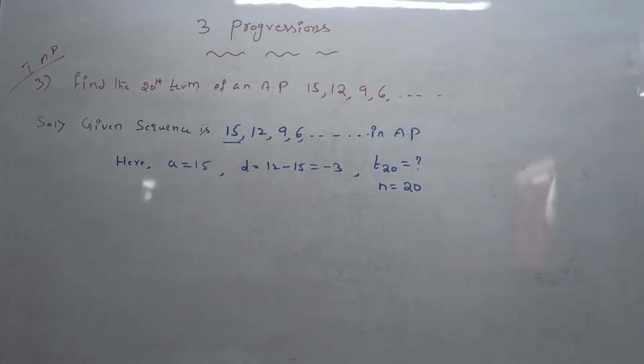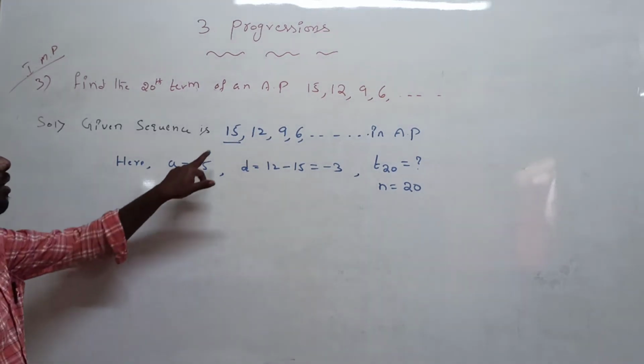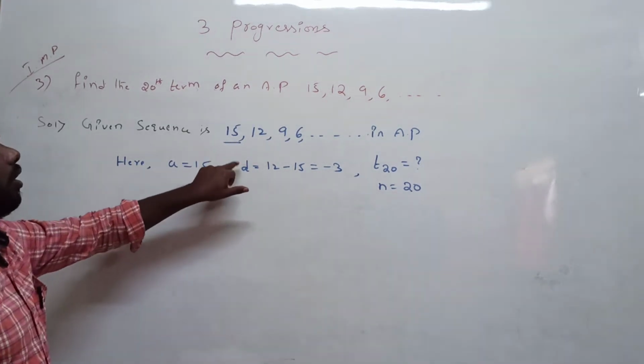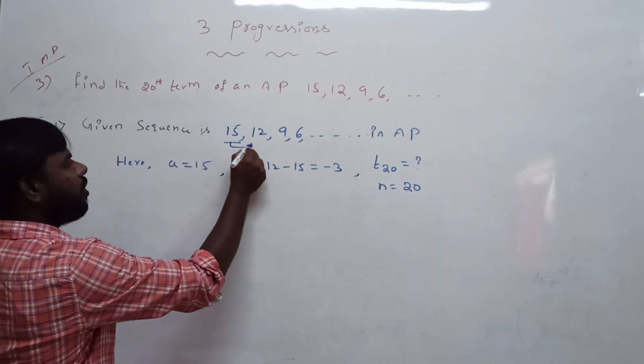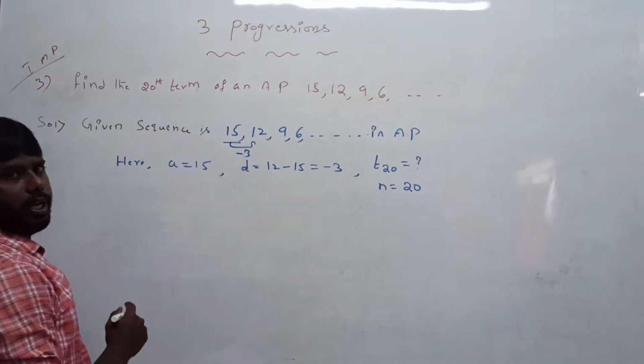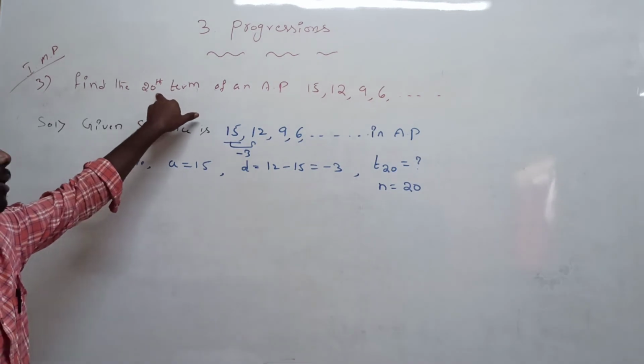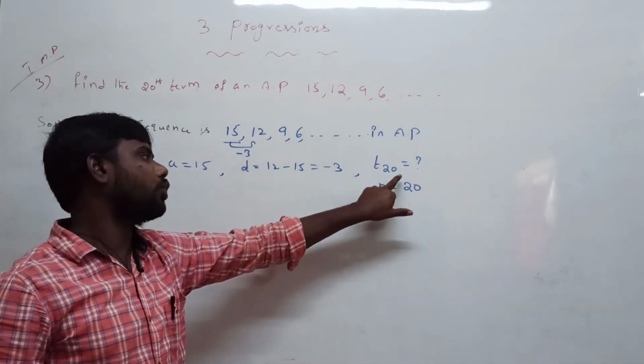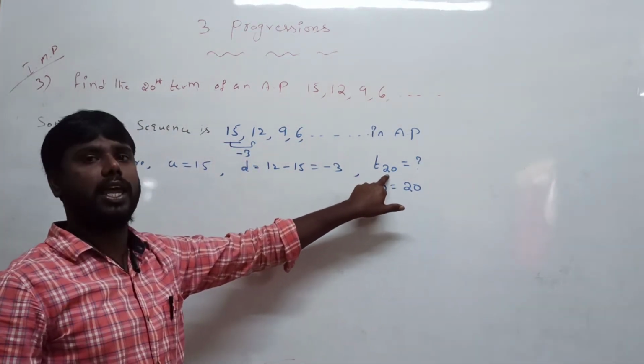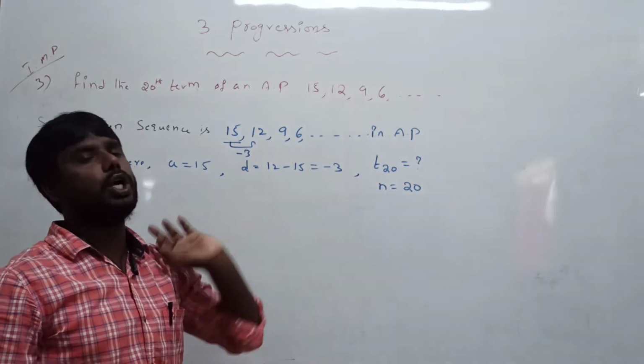The given sequence, you write as it is. a is called the first term. d is called the common difference. In this, the difference value is minus 3. Next, to find the 20th term, we calculate Tn, where in place of n we put 20.